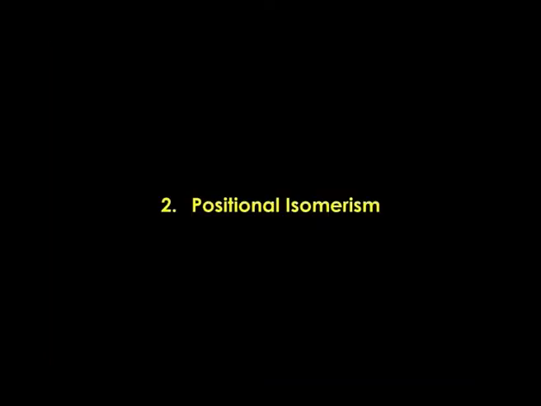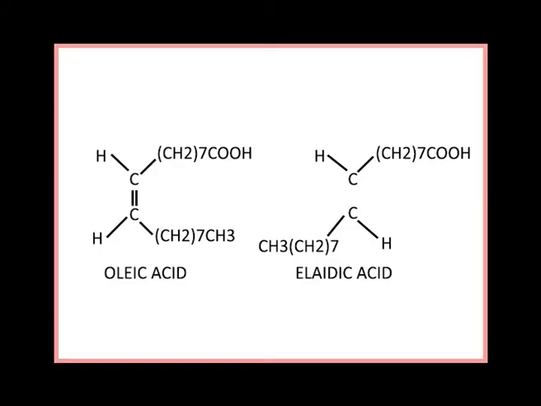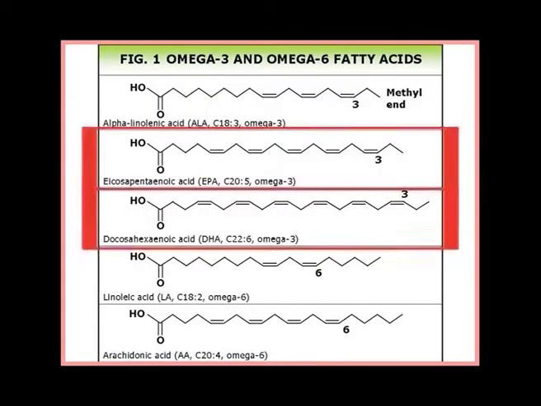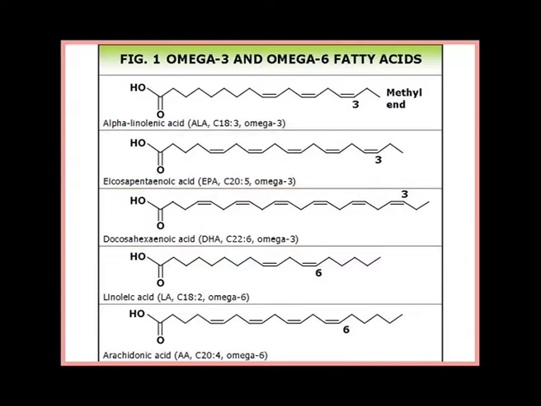Number 2. Positional isomerism. In this case, the location of the double bond differs among the isomers. Before proceeding further, one must know what omega fatty acids are. A class of essential fatty acids found in fish oils, especially from salmon and other cold water fish, that acts to lower the levels of cholesterol and low density lipoproteins in the blood. LDL cholesterol is the bad cholesterol. Some important omega fatty acids are eicosapentaenoic acid and docosahexaenoic acid.